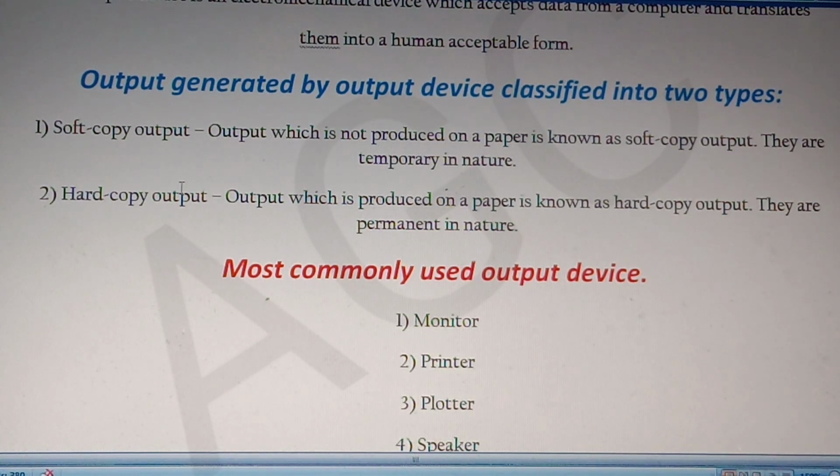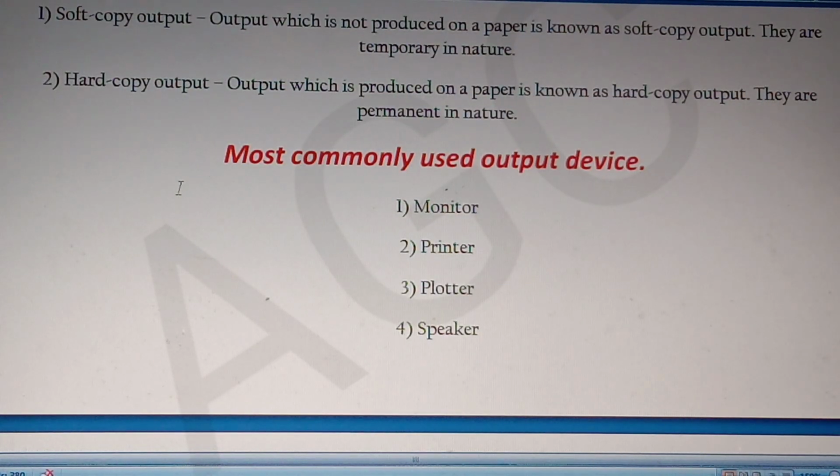Next one comes to hard copy output. What is hard copy output? The output which is produced on paper, like our Xerox. Our Xerox is a hard copy. Our color Xerox, our notebooks, all of those are hard copy output. Those are permanent in nature.